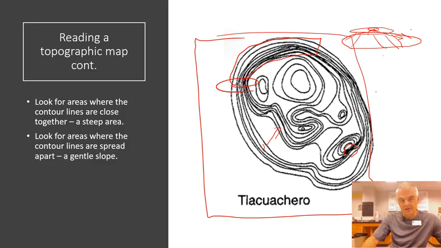Hey guys, this is it for topographic maps. Just these 2 short videos that are going to help you to read the maps, because I can talk about it all day long, but you're going to learn this by doing it. And so we've got map activities galore for you. Isn't that awesome?